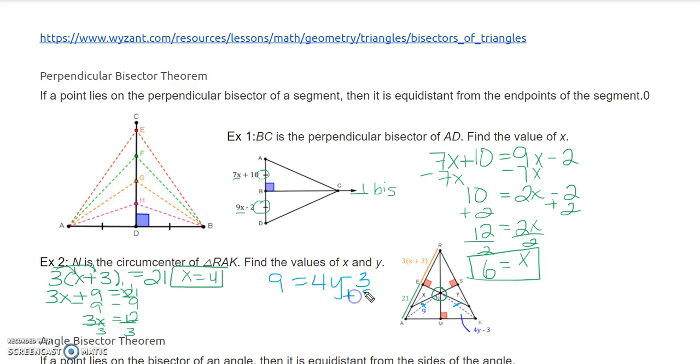So I'm going to solve for y. I'm going to add 3 to both sides. I get 12 equals 4y. Divide by 4. And 3 is equal to y. So now I have y. I'm going to move it down for the next section.